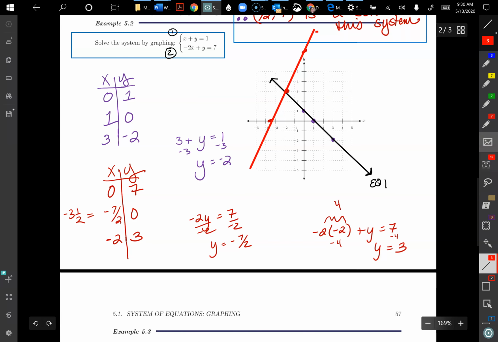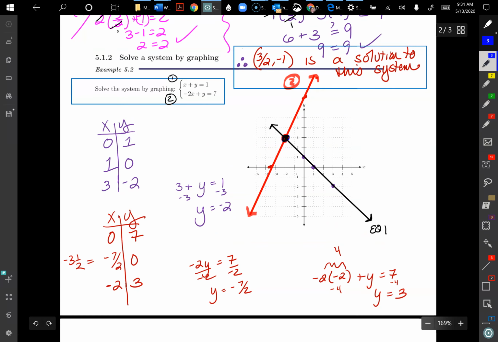All right, so that is my second line, equation 2, and you can see right where they intersect. I mean, in a perfect graphing system. Let me put this bigger. Then, if I were doing it on a computer, it would be perfectly lined up.